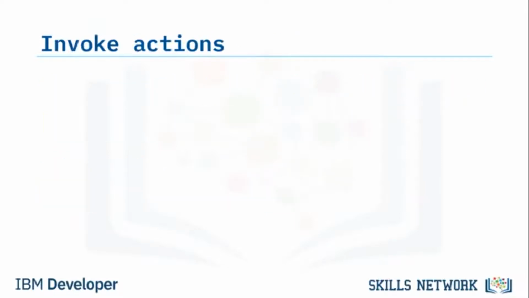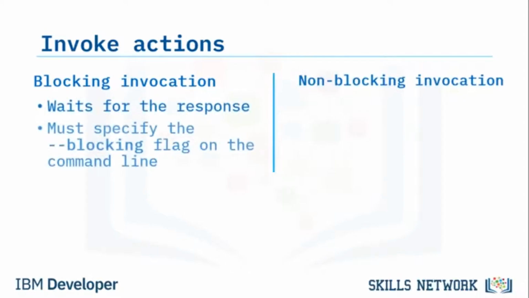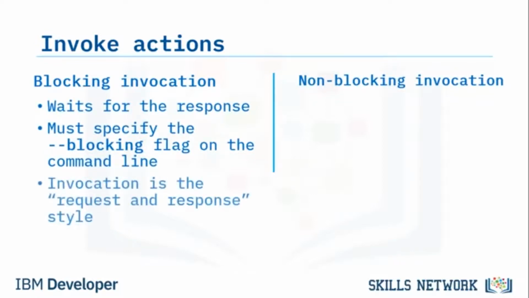Now that you created an action, you need to invoke the action so that it can perform its task. There are two modes for invoking actions: blocking invocations and non-blocking invocations. Blocking invocations invoke the action and wait for the result. This is accomplished by specifying the blocking flag on the command line. This is the request and response invocation style.